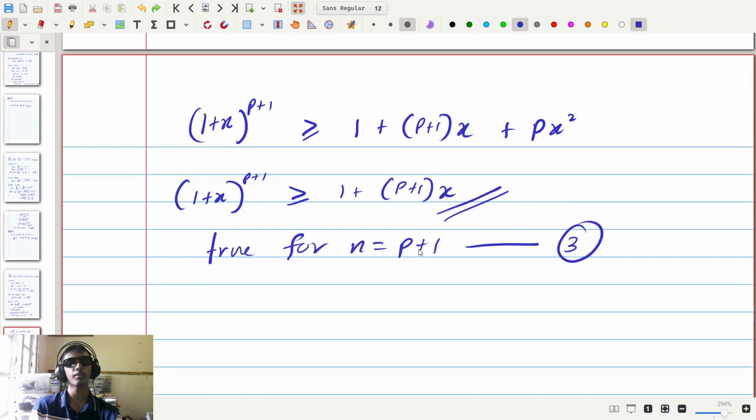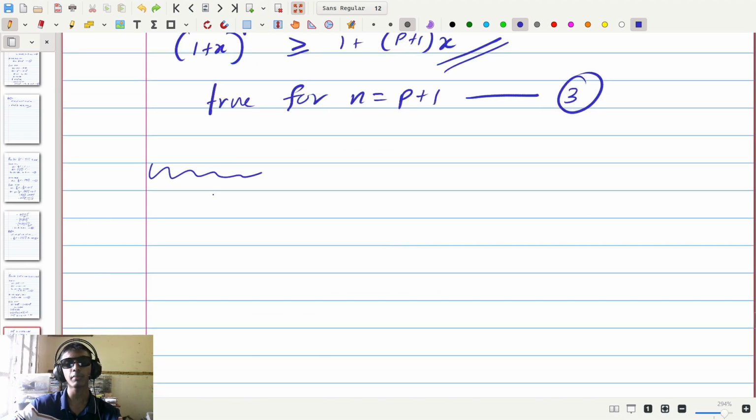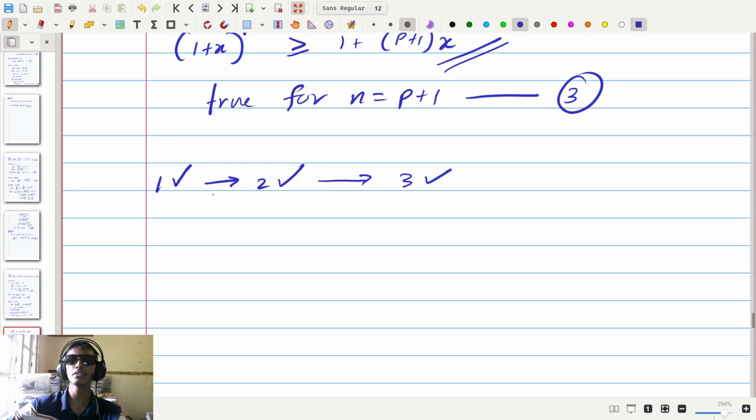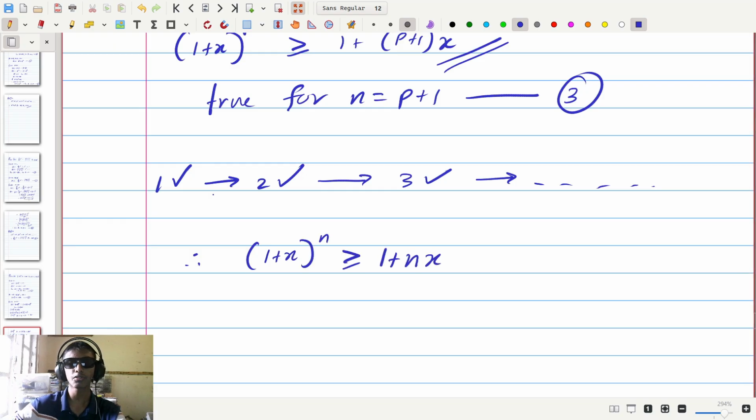So, writing a statement here, we could say something like, by the principle of mathematical induction, since it's proved true for 1 and when assumed true for p was found true for n equals p plus 1, we can say, since it's true for 1, it's true for 2. Since it's true for 2, it's true for 3. Since it's true for 3, it's true for 4, and so on. Therefore, (1 + x)^n is greater than or equal to 1 + nx for all n that are elements of the positive integers, and also provided the condition that x is greater than negative 1.